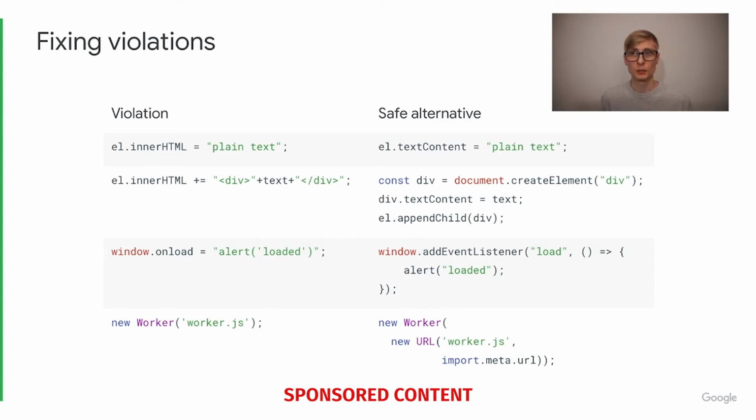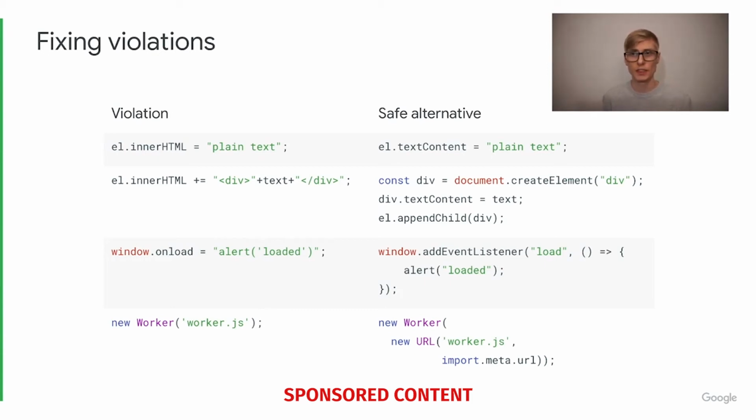Now, when you've identified usage of an injection sink that is causing a trusted types violation, you need to refactor that code in a way that does not cause a violation. First and foremost, you should be using Angular's templating language whenever possible. Otherwise, here are some common examples of violations and safe alternatives. If you're assigning plain text to innerHTML, you can assign the text to textContent instead. If you're constructing some simple inline HTML, you can use safe DOM APIs instead. For example, document.createElement, setAttribute, textContent, and appendChild.